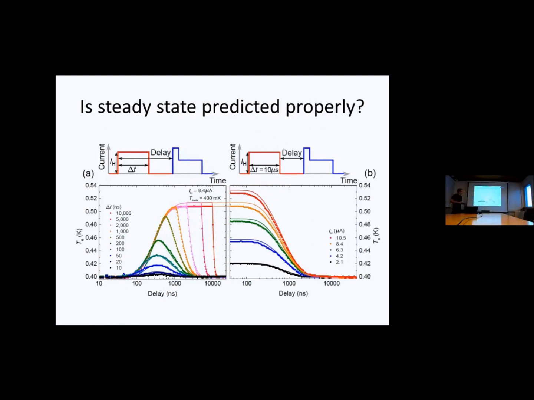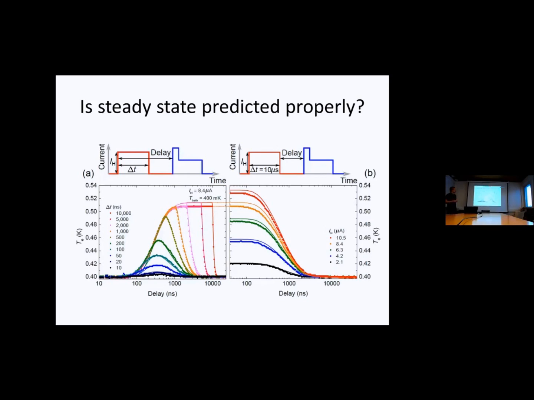We can also test steady states. Here is the experiment where we send the probing pulse delayed with respect to the onset of the heating pulse. Now the heating pulse is very long, so we can see progressive development of the steady state. We see, for example, here that the temperature goes up, and after one microsecond, the system arrives at steady state. So we can know how fast the steady state develops.